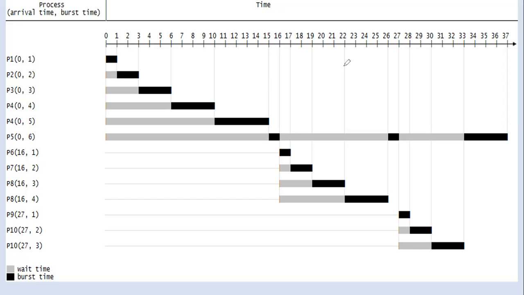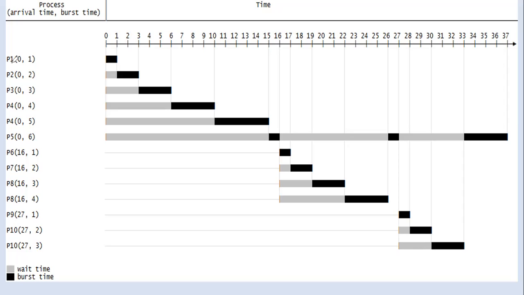And therefore, on the uppermost side of our scale, we shall have that 37. So this is the cumulated total bursts for all the processes in our system. That is that 37. And we begin at 0. So we list the times on this side of our axis. And then on this other one, we list the processes together with the arrival time and the burst times.